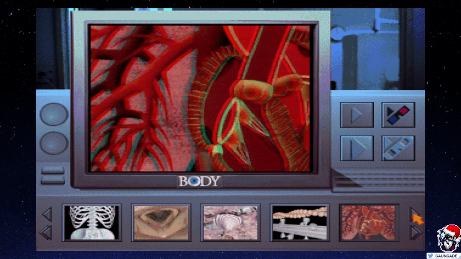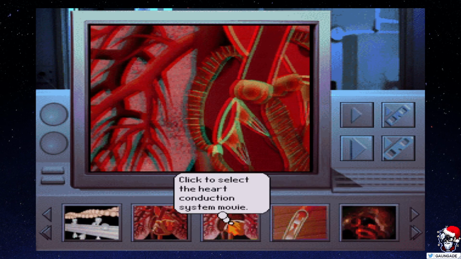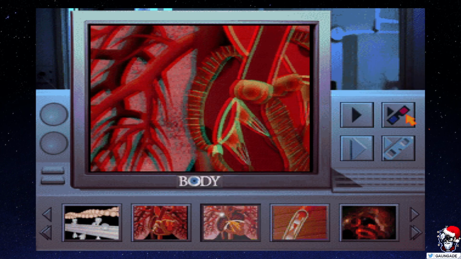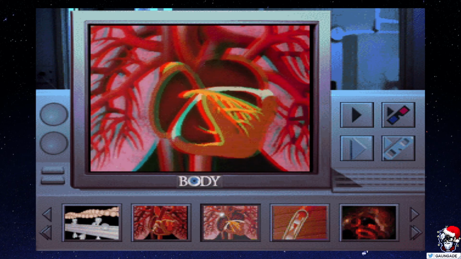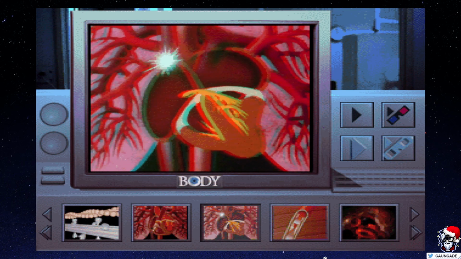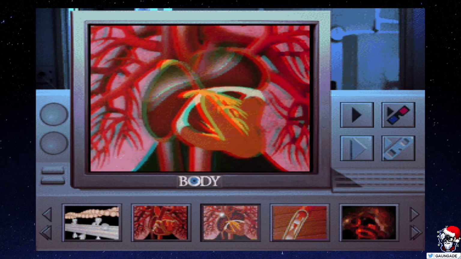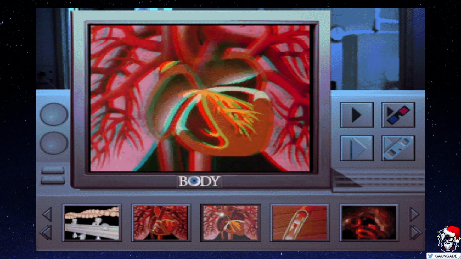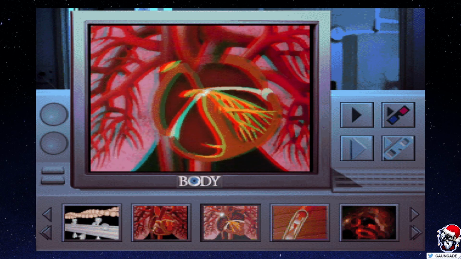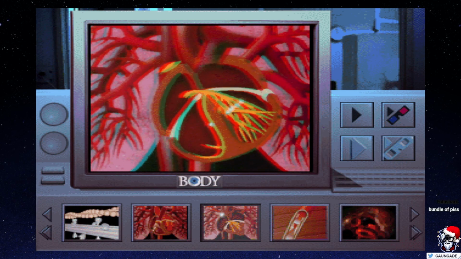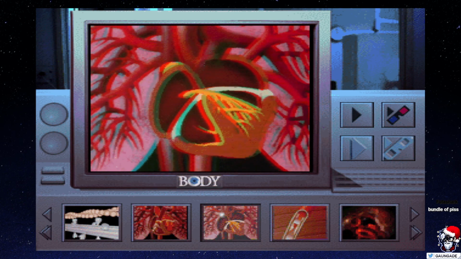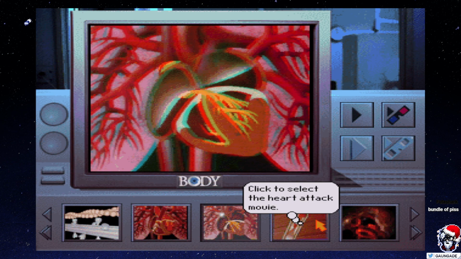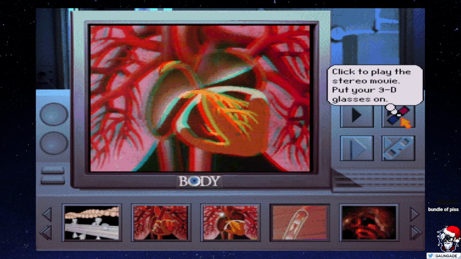The Heart Cycle movie. Click to select the Heart Conduction System movie. SA node. AV node. Bundle of His. Huh? Just saying random shit. SA node. AV node. Bundle of His. Alright. Heart Attack movie. In 3D.